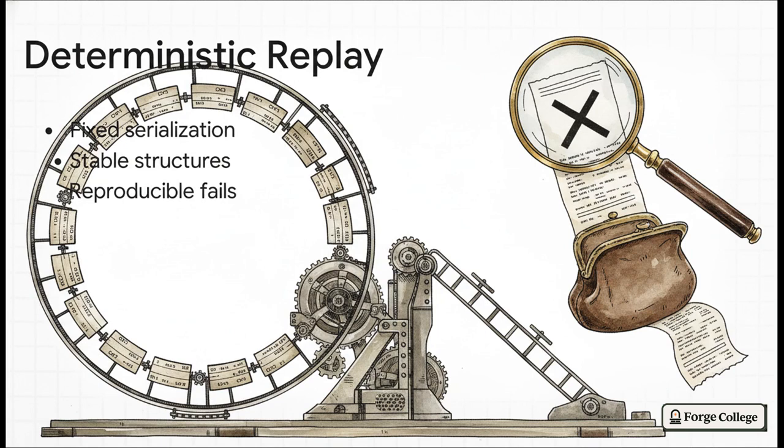Everything must be fixed. Your serialization has to be completely independent of runtime factors. That stable canonicalization we just talked about, it has to ignore things like dictionary insertion order. And honestly, perhaps most importantly, even the failures must be perfectly reproducible.